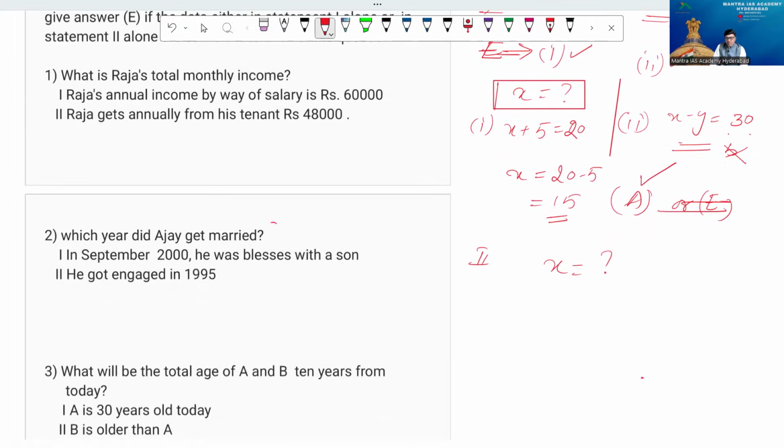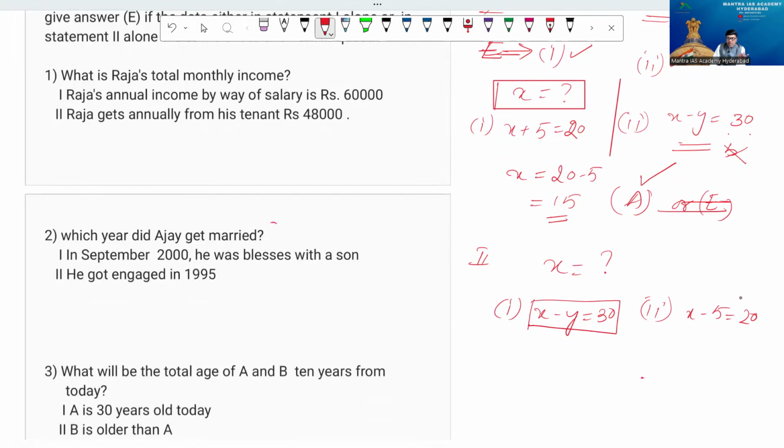What's the value of x? Statement 1: let's take x minus y is equal to 30. Second: x minus 5 is equal to 20. Now, by using the first statement, is it possible to get the answer? No. Immediately with this statement, it's impossible. You need some other data here.